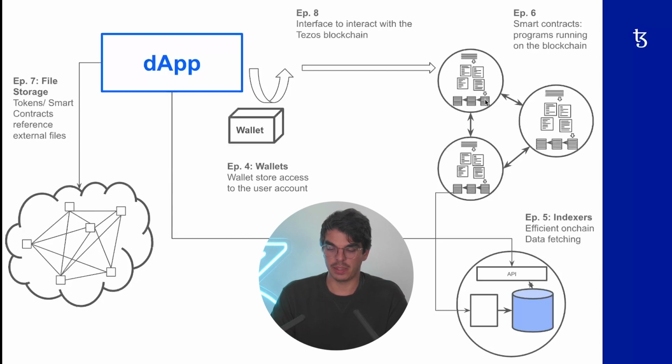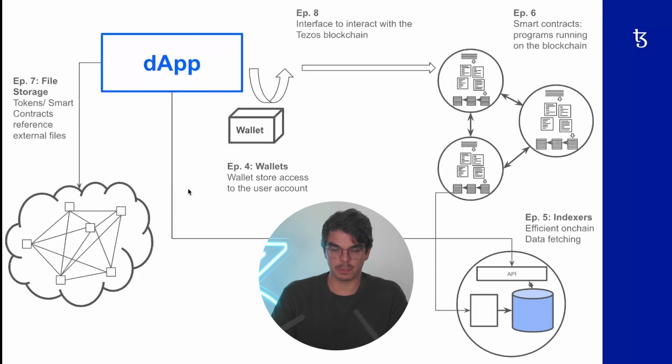Then an indexer will pick up the blockchain updates and will process them. It will update its SQL tables, and the output of that operation that we submitted will now be available through the indexer. So that means that our dApp can then read that new information from the indexer, and that is a concept that we're going to cover in episode 5.